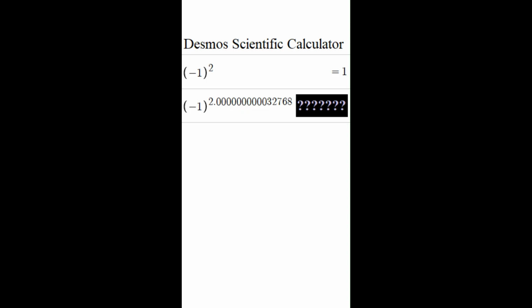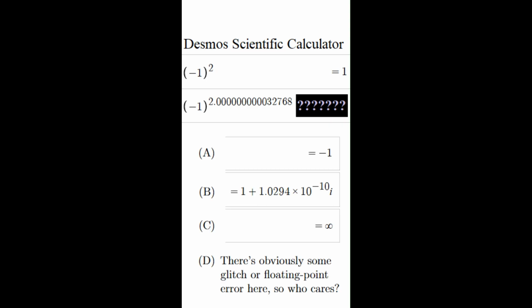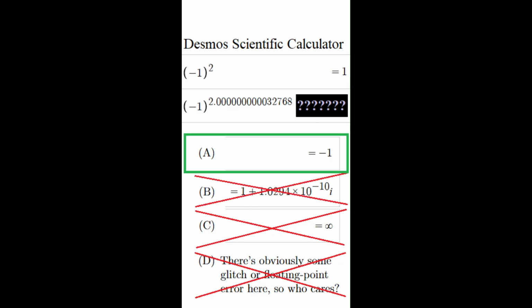According to the Desmos scientific calculator, -1 squared is equal to 1, but -1 to the power 2 and a bit is undefined, except when I fine-tune the decimal to make the answer something else. What is that something else in this case? Here are your options. There's no glitch here, and the answer's not infinity. Option B is what Desmos gives when you turn on complex mode, but in that setting it doesn't give undefined in the previous cases, so the answer is A.